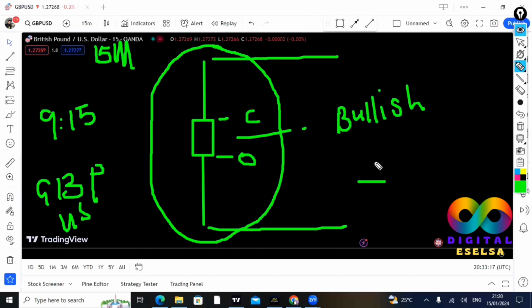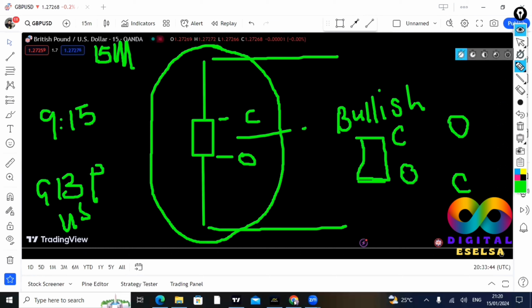Whenever the close price is above the open price, that candlestick will automatically become a bullish candle. But whenever the open price is above the close price, the candlestick automatically becomes a bearish candle. This might be confusing, right? But I'm still going to lay more emphasis on it.